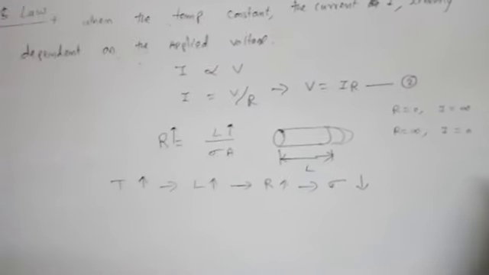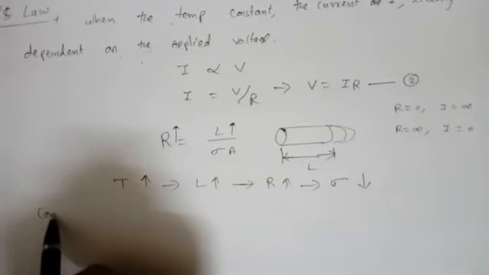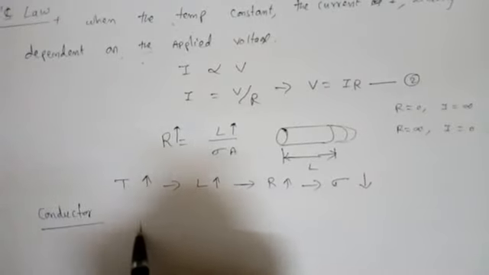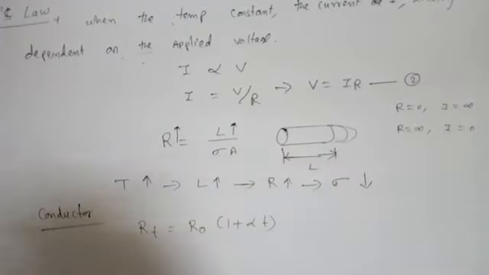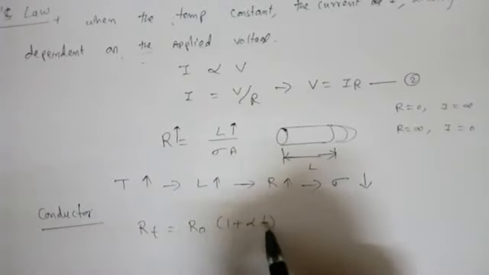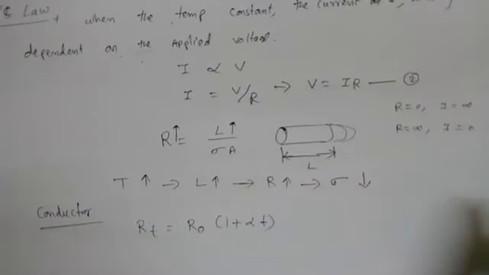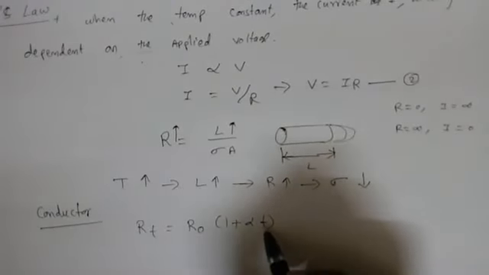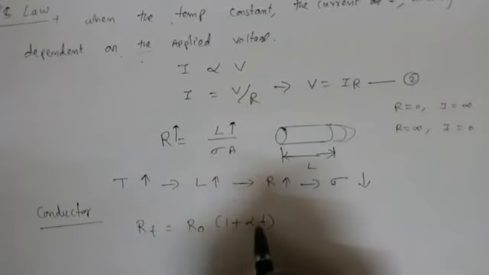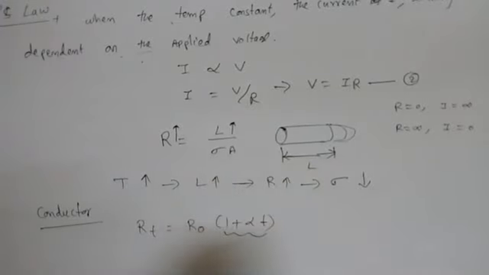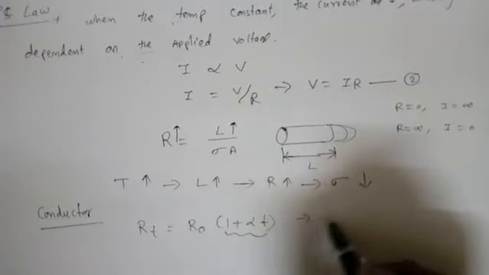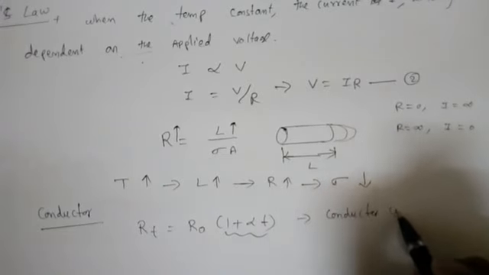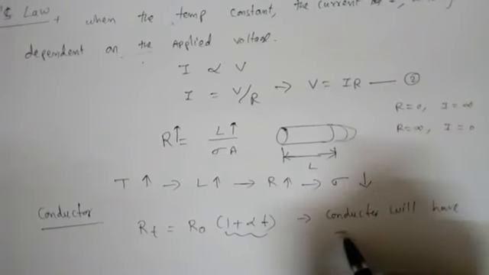Now if I take a conductor, the resistance will depend on the temperature, that is R0 into 1 plus alpha T, right? Here capital T is the temperature. If the temperature is increasing, this factor will rise, so overall the resistance will increase, right? That's why conductors have a positive temperature coefficient.